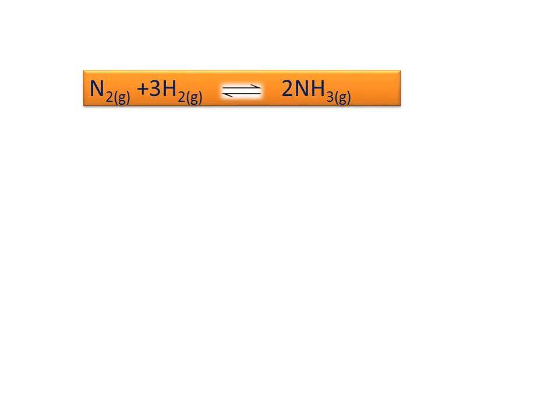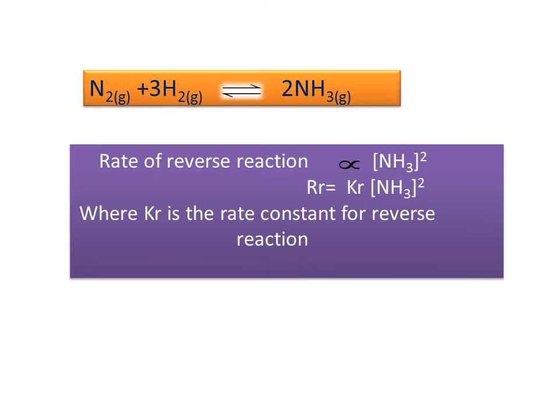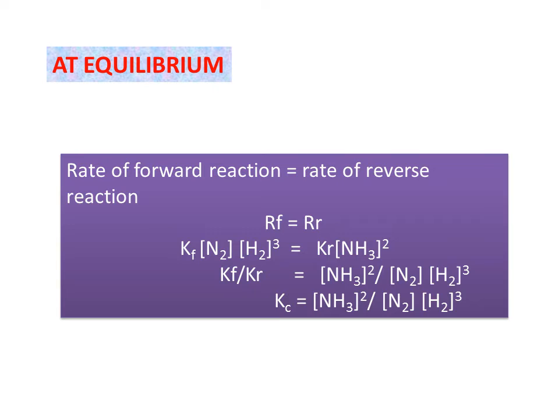Now the next is reverse reaction. For this first reaction, the rate of reverse reaction is directly proportional to concentration of ammonia gas. So we can write RR is equal to Kr, concentration of ammonia. We replace the proportionality sign with an equal sign, and we put this constant Kr. Kr is the rate constant for reverse reaction. Now at equilibrium, the rate of forward reaction will be equal to the rate of reverse reaction, as we know that RF is for the rate of forward reaction and RR is for the rate of reverse reaction.